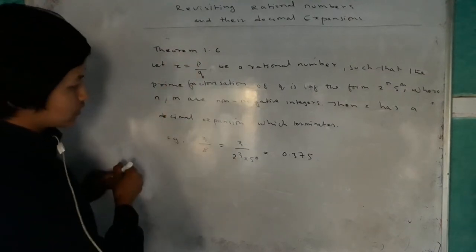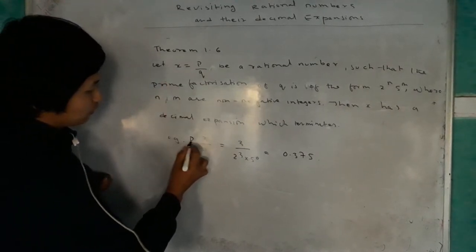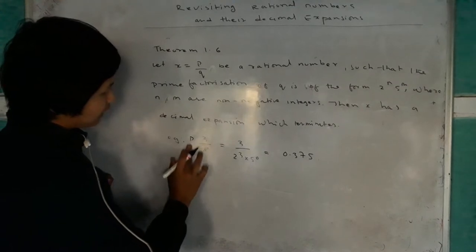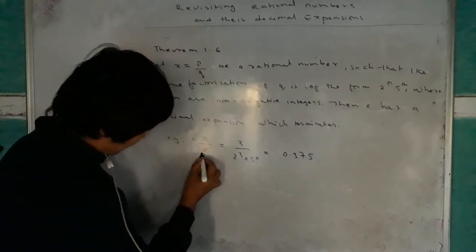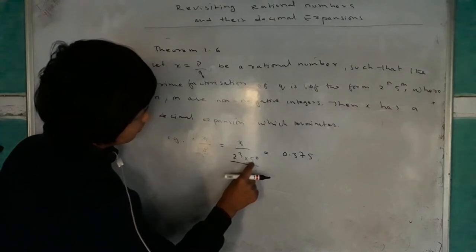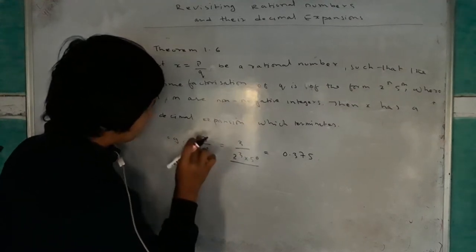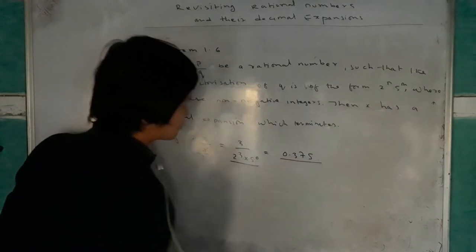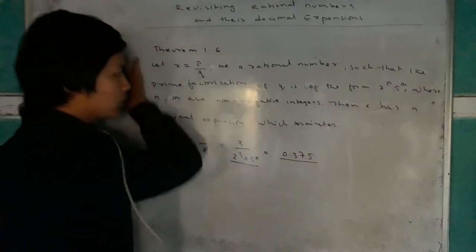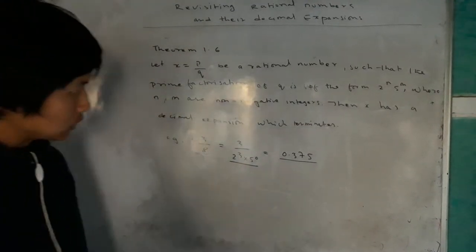So I'll take the previous example. I'll take x as the rational number p by q. The prime factorization of q is in the form of 2 to the power n, 5 to the power m. So here, the denominator q, the prime factorization I can write as 2 to the power 3 into 5 to the power 0, because 5 to the power 0 is 1. So it is in the form here. Then when I divide 3 by 8, the decimal expansion will terminate. I have already done that, and this is the theorem. It is easy. No need to mug up; you only need to work on the concept.